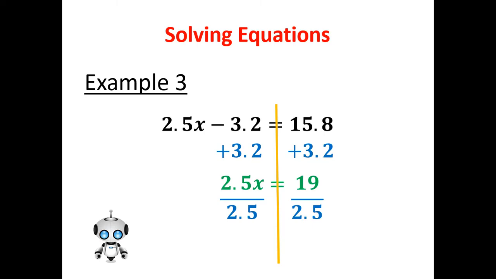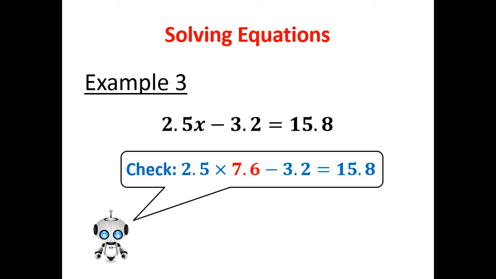19 divided by 2.5, I use a calculator, I get 7.6. Back on the left, 2.5 divided by 2.5 cancels to 1, so we're left with 1x, x is equal to 7.6. A final check: 2.5 times 7.6 subtract 3.2 makes 15.8.